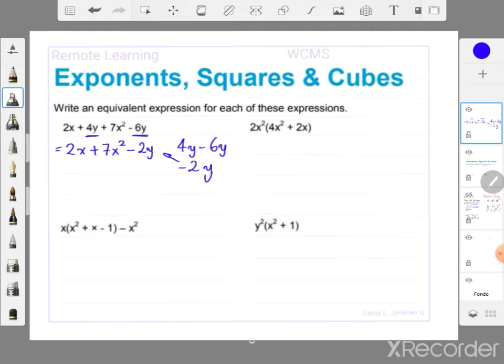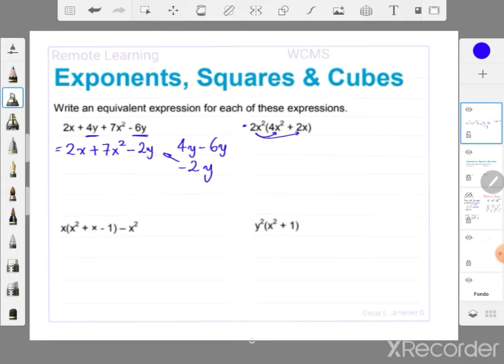Now, let me show you the second exercise, this one right here. Okay? We have 2x squared, parenthesis, 4x squared plus 2x. So how do we solve this? First, you need to understand that we are going to multiply like this. We are going to multiply each term outside of the parentheses by each term inside the parentheses, okay?